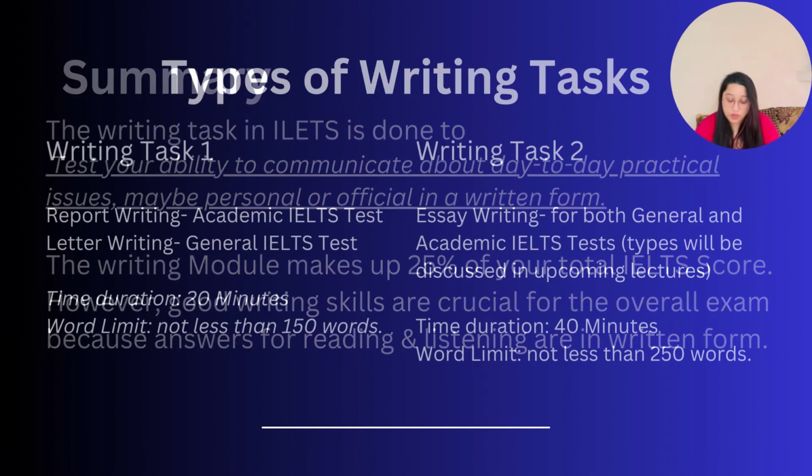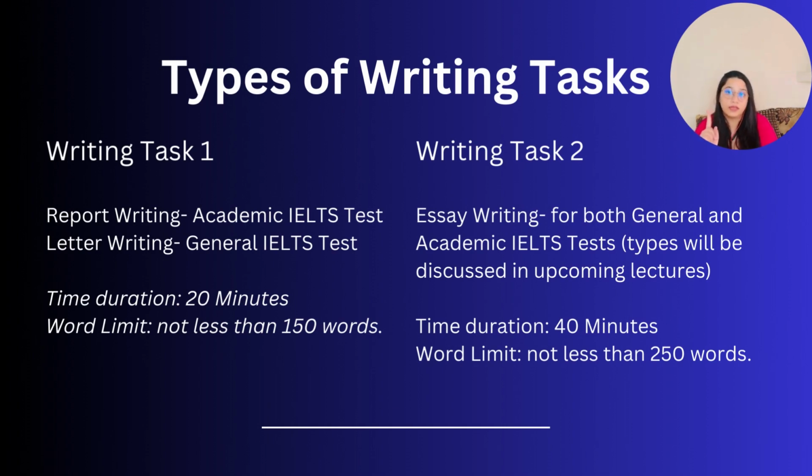Let's move further. So there are two types of writing task. Number one, writing task one. For academic, it is report writing. So you get some information either in the form of diagrams, graphs, tables, charts, whatever, and you describe that information. For general, it is letter writing. That letter writing could be on any topic. The time duration is 20 minutes, and the word limit is not less than 150 words, which means at least a minimum of 150 words is required. That is the threshold. You can go up to 180 words, but 150 is the limit.